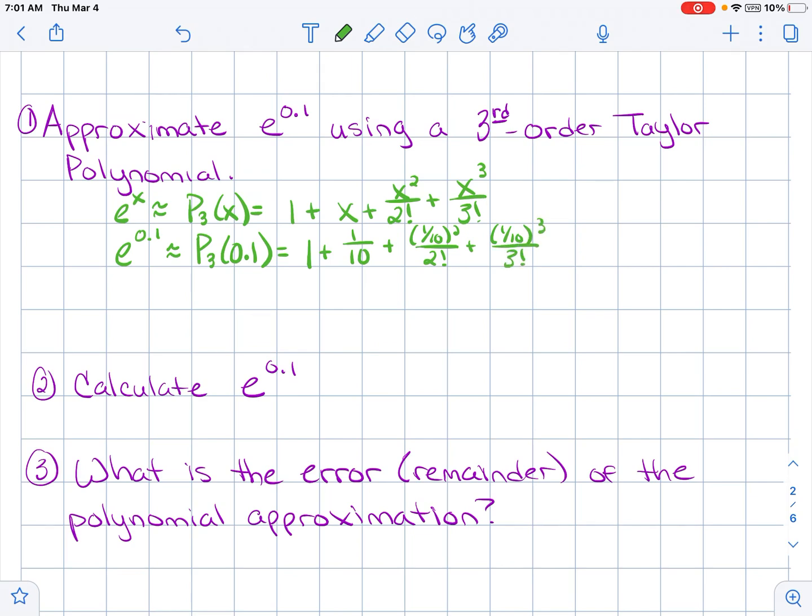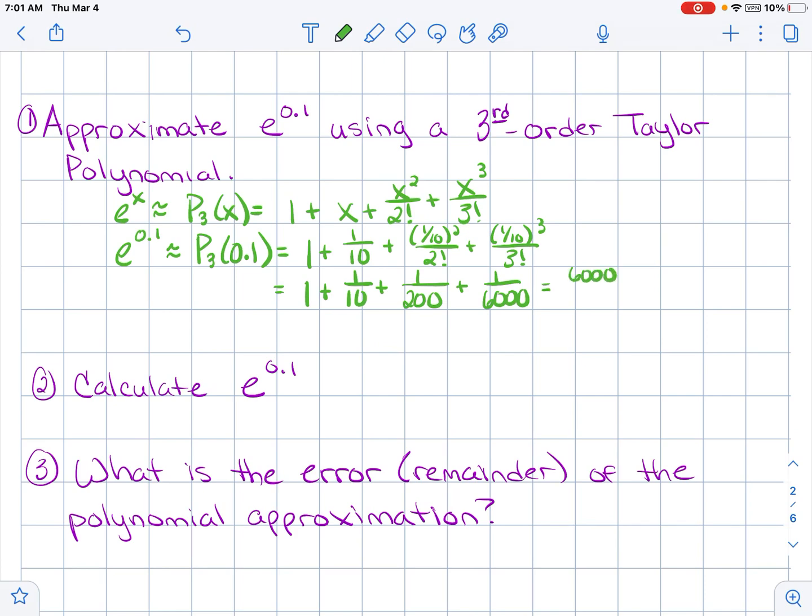Okay, so let's do some math here. I'm going to hold off on combining because I know I'm going to need a bigger common denominator. We've got 1 plus 1/10. 1/10 squared is 1 over 100, over 2 factorial, so this becomes 1 over 200. 1/10 cubed is 1 over 1,000. 3 factorial is 6, so this is 1 over 6,000. Yikes.